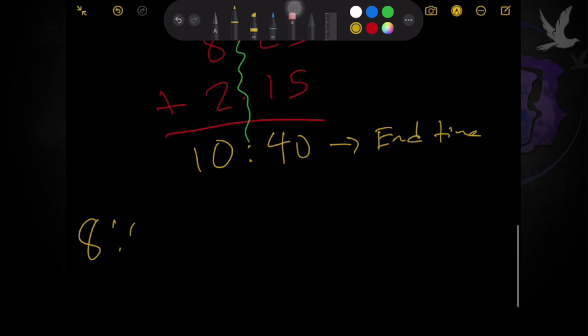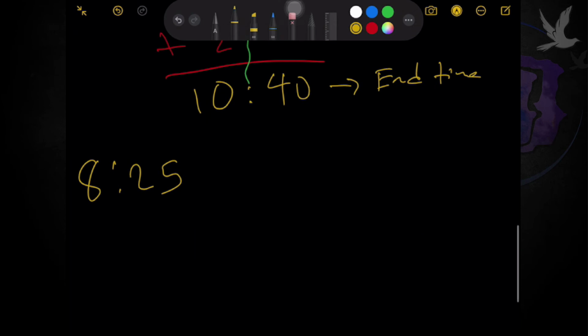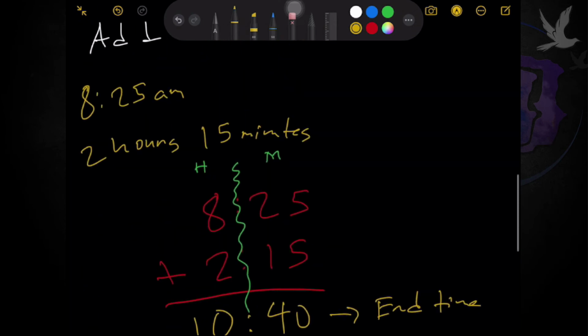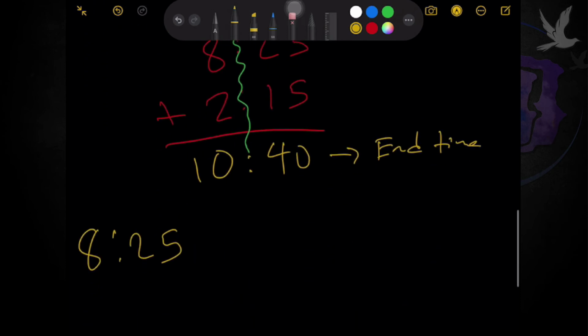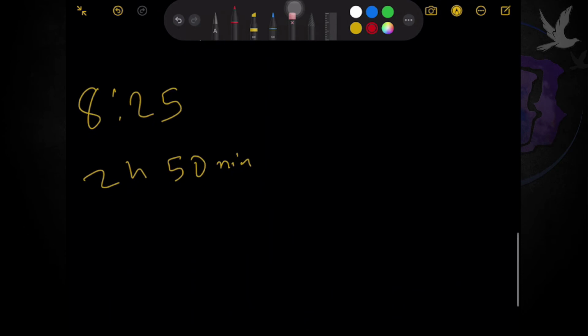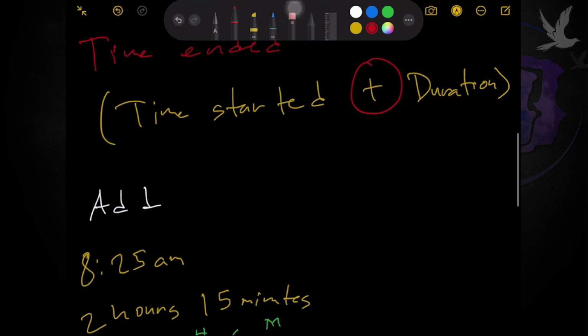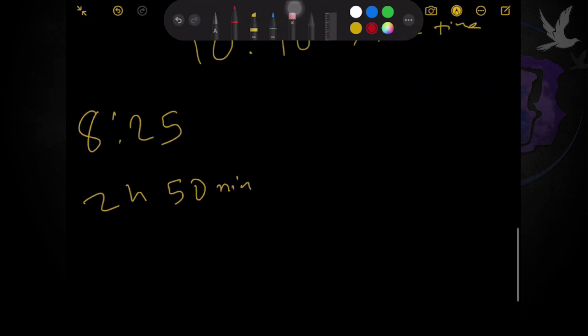But there may be cases that you will experience this. Again, you still have our same starting time, which is 8:25 time started. Pero difference na lang natin is yung time to finish. So, let's say, yung duration nyo is 2 hours and 50 minutes. Okay, ito yung part na you might get confused. Pero sige lang, let's try. Again, you're solving for time ended. So, take your time started, 8:25, plus yung duration nyo, which is 2 hours and 50 minutes.